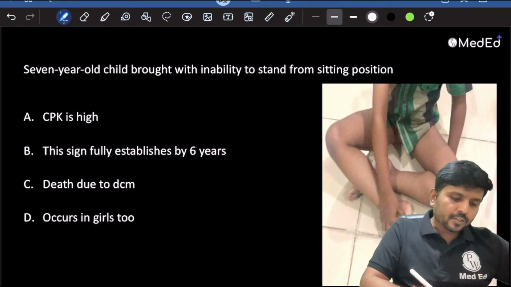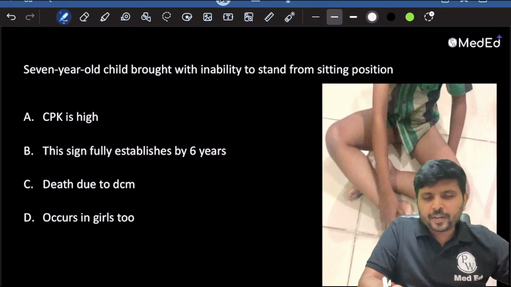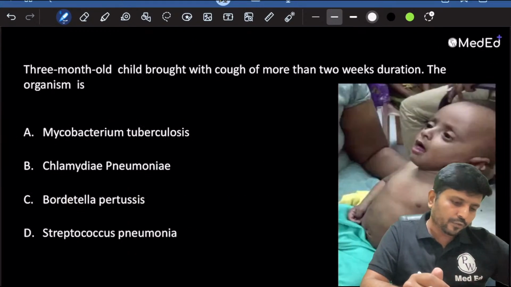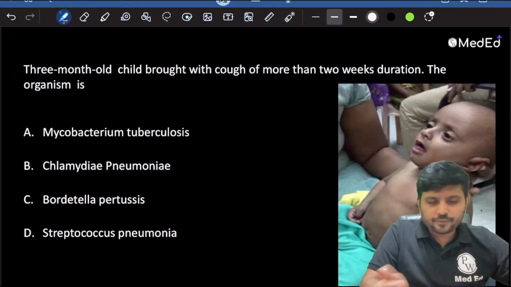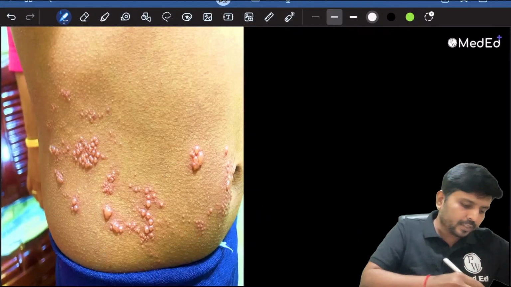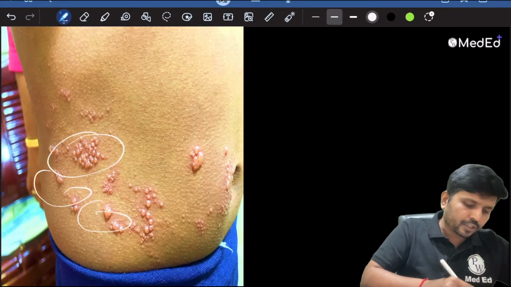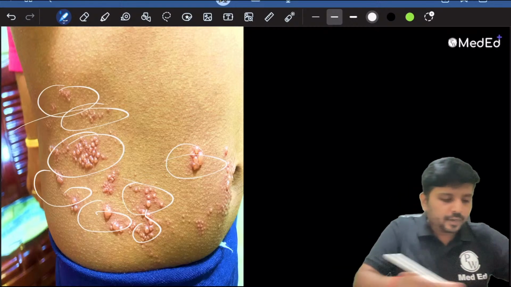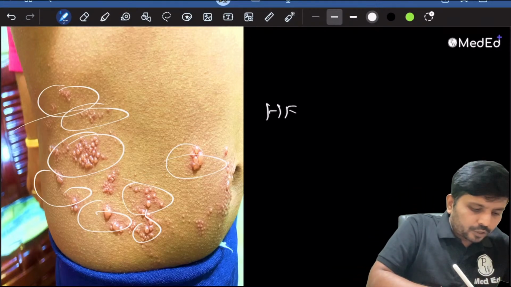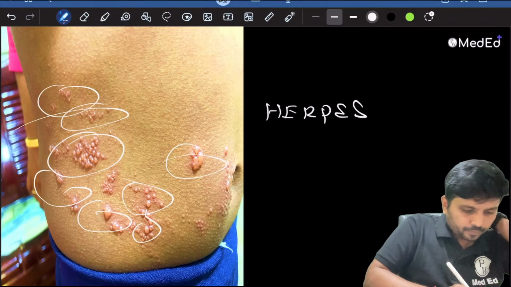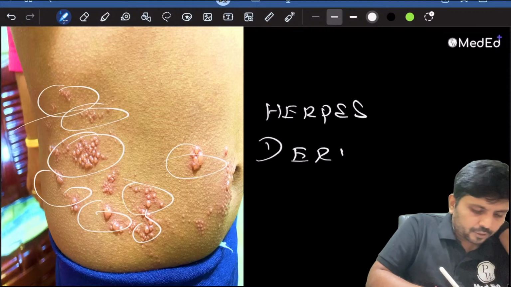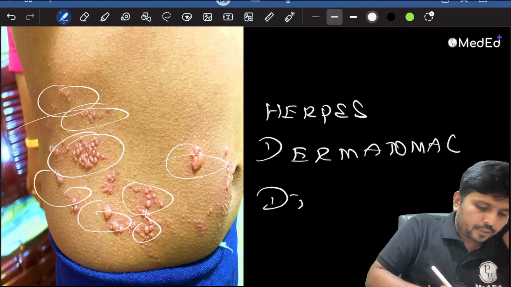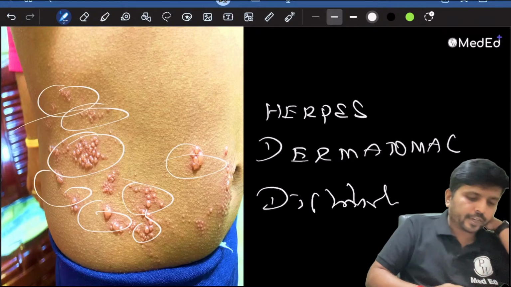So again, this Gower sign, it was explained to you, occurs in Duchenne muscular dystrophy. Staccato cough is caused by chlamydia. What is this? Herpes zoster, dermatomal distribution. Okay.